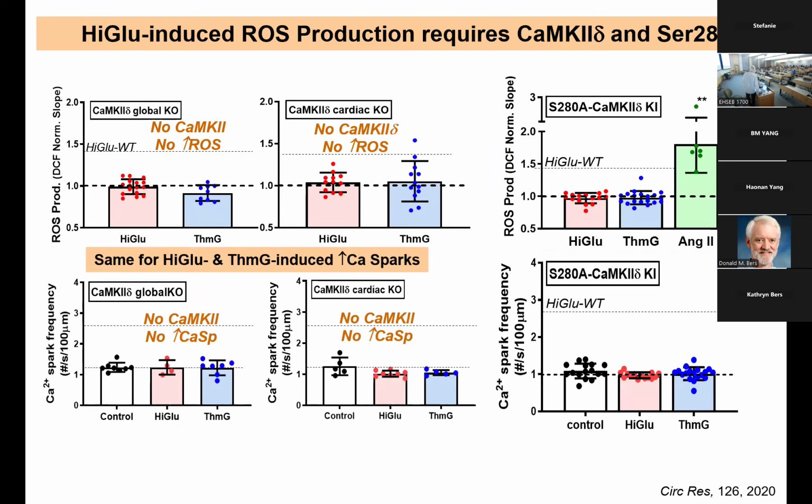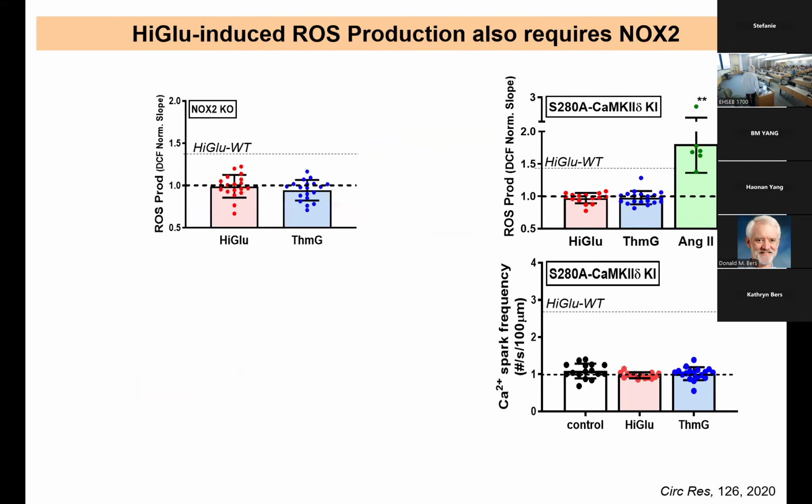And if we use the point mutation in CaMKII delta that deletes that site, the effect is abolished. We tested that if we try another way to increase ROS, it still works. So they can make ROS. But this pathway of hyperglycemia-induced ROS production was blocked. And it was also blocked in NOX2 knockout mice. So we couldn't see that increase anymore.